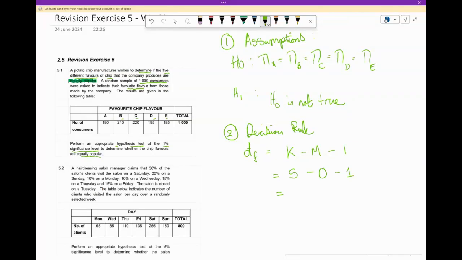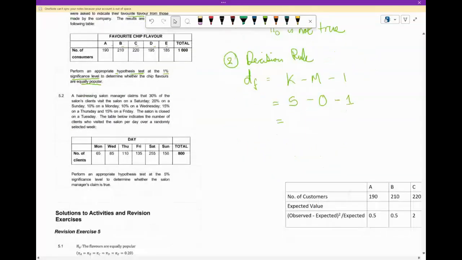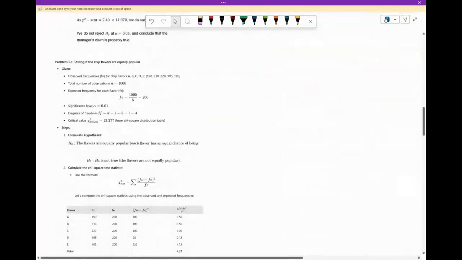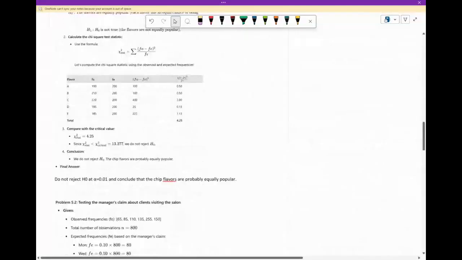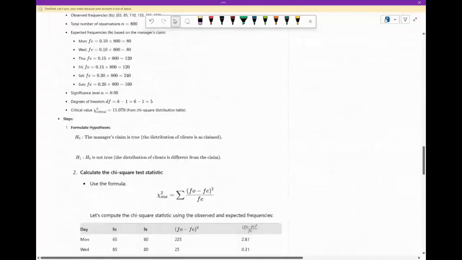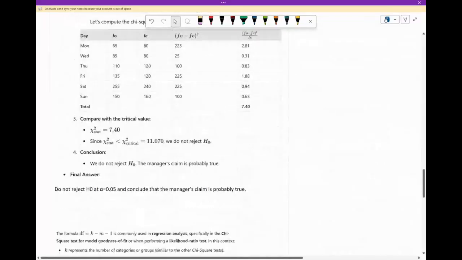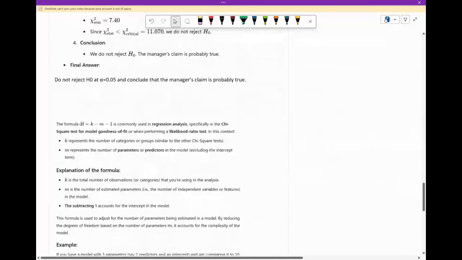What I think I should do is, because I Googled that, I ChatGPT'd that, to find out what M stands for, because I saw the formula and I was curious what M stands for. Here they say M represents the number of parameters or predictors in the model, excluding the intercept term. M is the number of estimated, therefore the number of independent variables or features in the model. So it still is not clear.